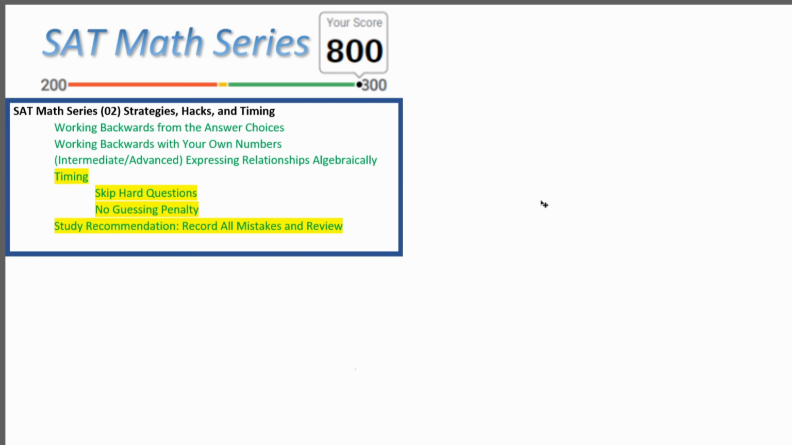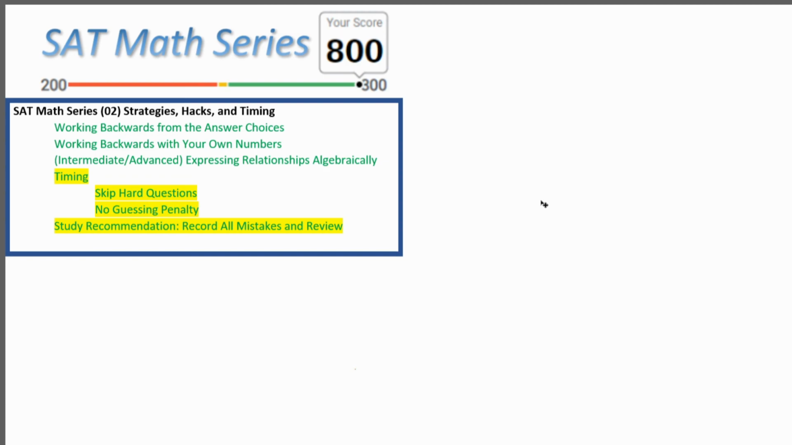Secondly, there's no guessing penalty anymore in the SAT. There used to be. Therefore, you will not leave anything blank, and worst case scenario, if you're running out of time and there's only a minute left or 30 seconds left, you need to be bubbling in something for every answer choice, just to have a chance to get it right.